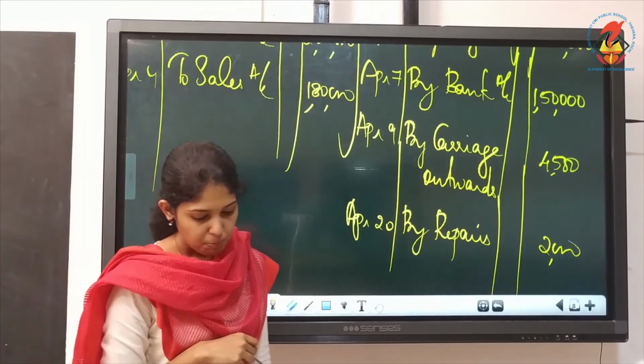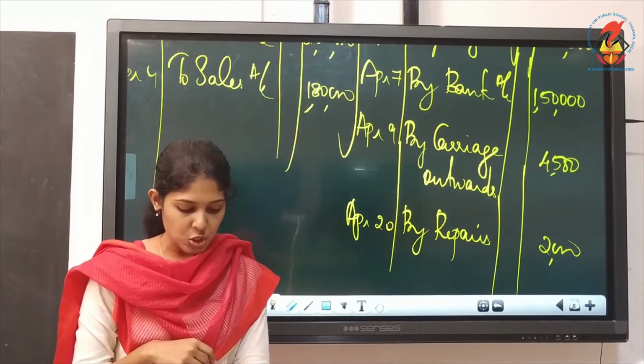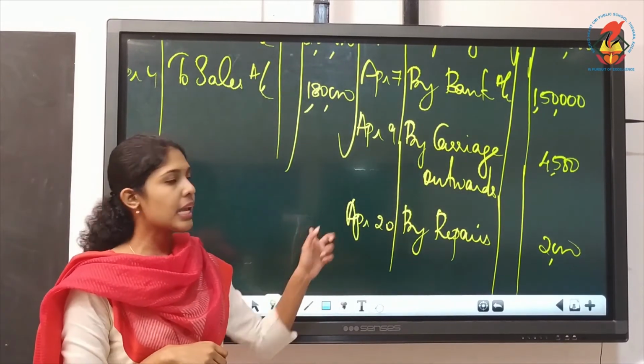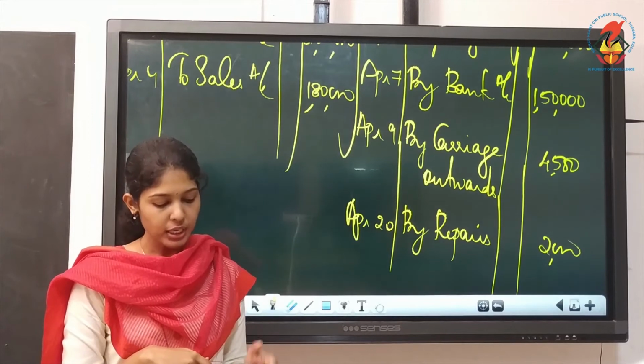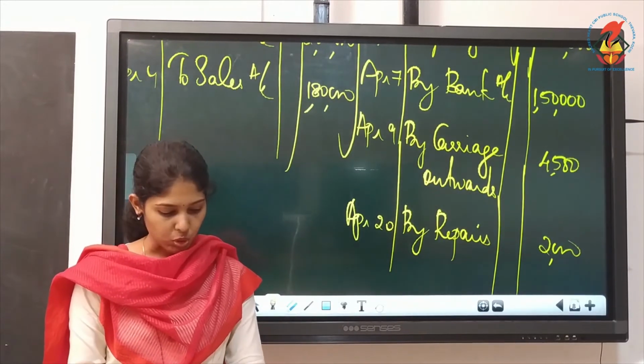Then the next one, purchased goods on credit. Should we record credit transactions in the cash book? No, you can't record. This must go to the purchases book.